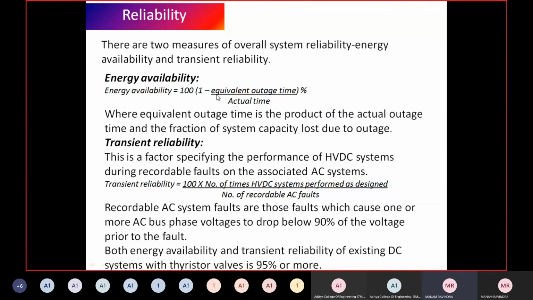Energy availability is equal to (1 minus equivalent outage time by actual time) into 100. Transient reliability is the factor specifying the performance of the HVDC system during recordable faults. When any fault occurs, how do we check it? Transient reliability is equal to 100 into the number of times HVDC performed as designed by the number of recordable AC faults. This is how reliability is checked using the energy availability and transient reliability formulas.